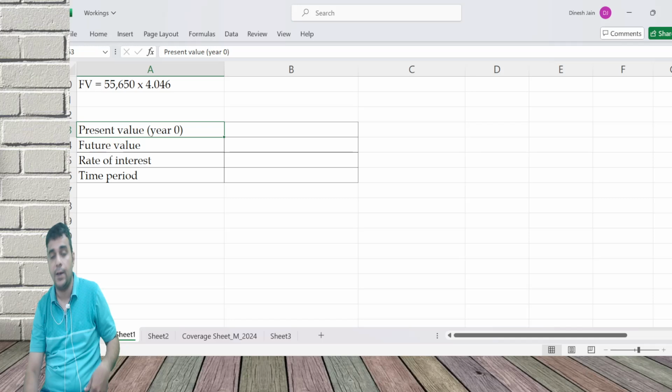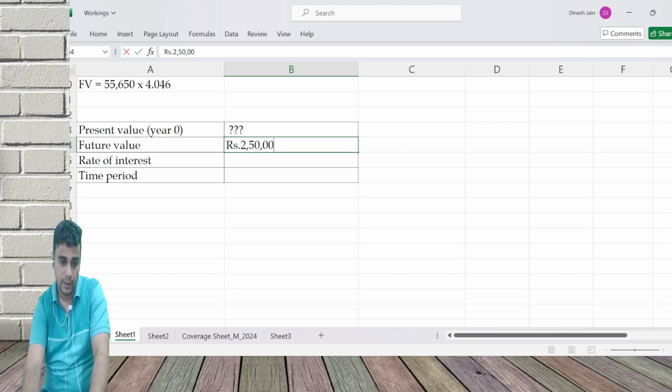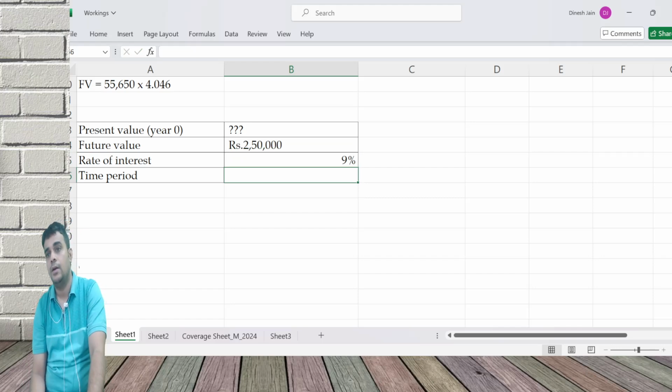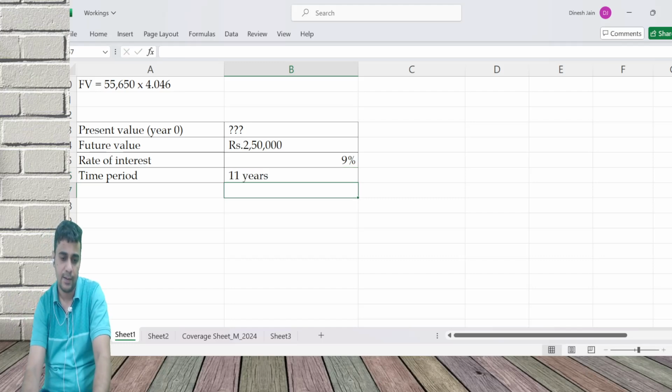What is the present value given in the question? Okay, question mark. Future value, rate of interest, number of years. Think 11, 12, 10. Think and let me know. You may be right also. 11 years, 12 years? The 19th birthday is over, so 19 is completed. 20, 21, as you do the counting, you'll find it is 11 years.